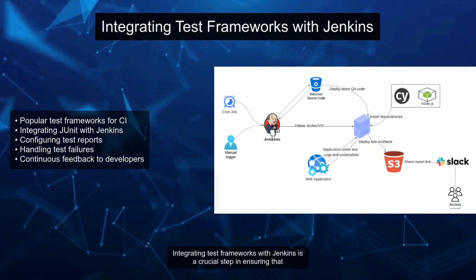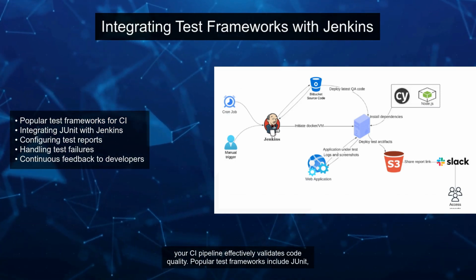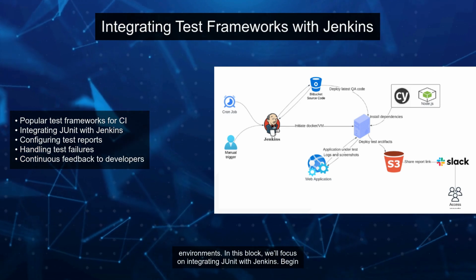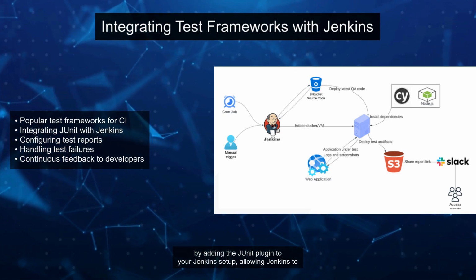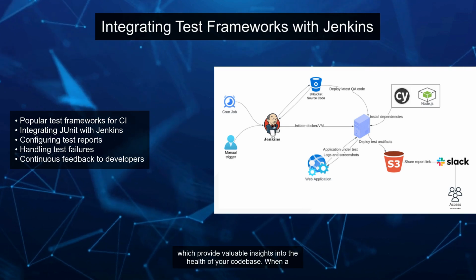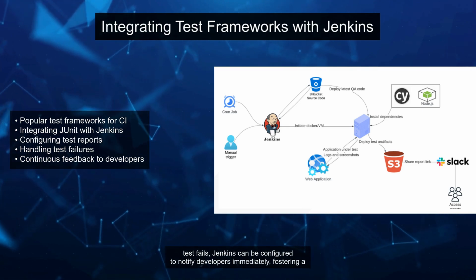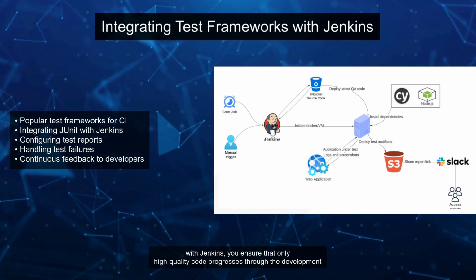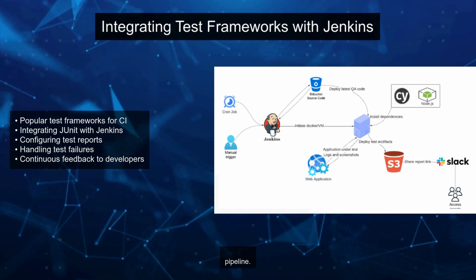Integrating test frameworks with Jenkins is a crucial step in ensuring that your CI pipeline effectively validates code quality. Popular test frameworks include JUnit, TestNG, and NUnit, among others, each suited to different programming languages and environments. In this block, we'll focus on integrating JUnit with Jenkins. Begin by adding the JUnit plugin to your Jenkins setup, allowing Jenkins to recognize and process JUnit test results. Configure Jenkins to generate test reports, which provide valuable insights into the health of your codebase. When a test fails, Jenkins can be configured to notify developers immediately, fostering a culture of continuous feedback and rapid issue resolution. By integrating test frameworks with Jenkins, you ensure that only high-quality code progresses through the development pipeline.